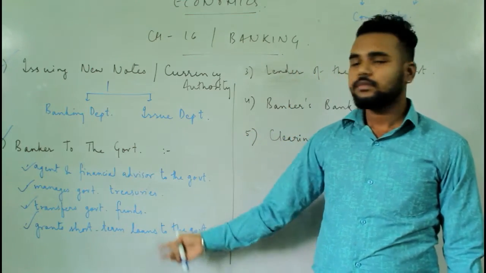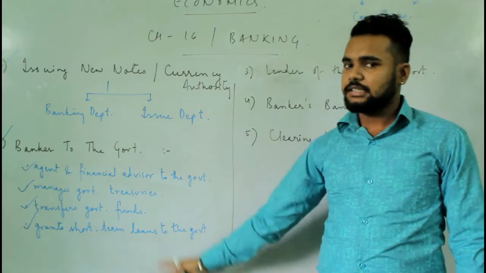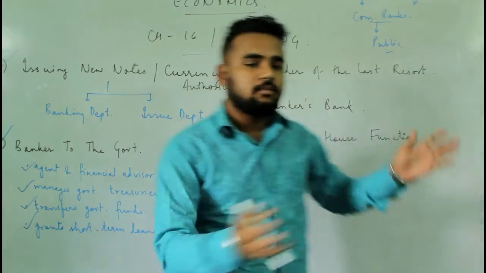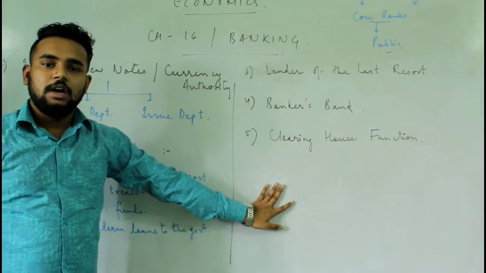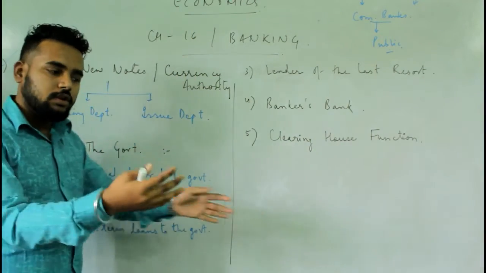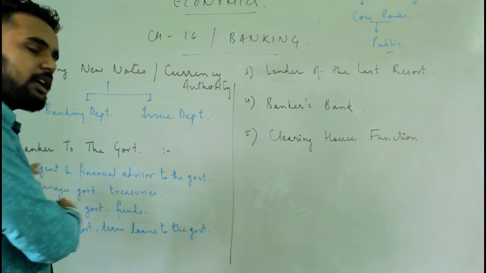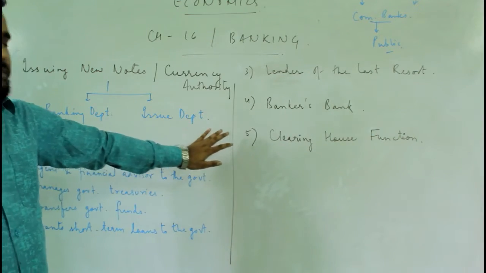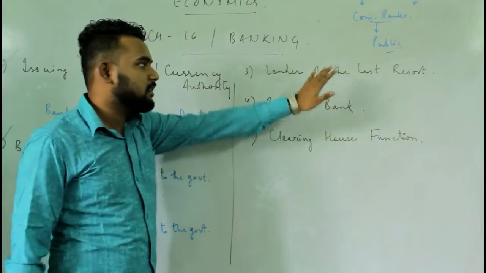Is it clear? Banker to the government, issuing of new notes. I guess it is clear. So that we can go ahead to the next points. The three points are here. If you have any problem now, you can make your notes, or you can switch back to the video and go back, and if you think the speed is fast, you can go back and see it properly. Okay, so two points are done, three points are left. Let's start the third point.